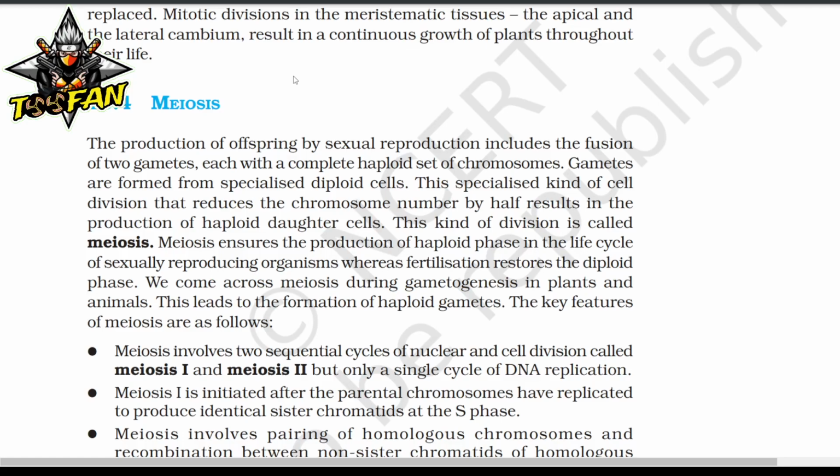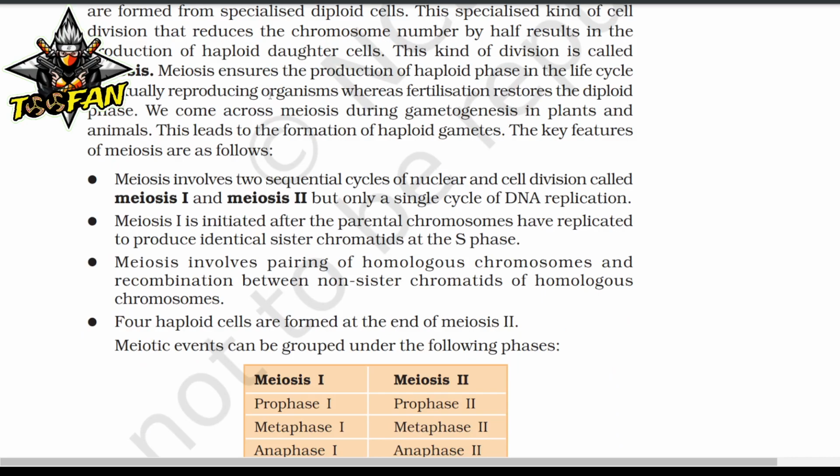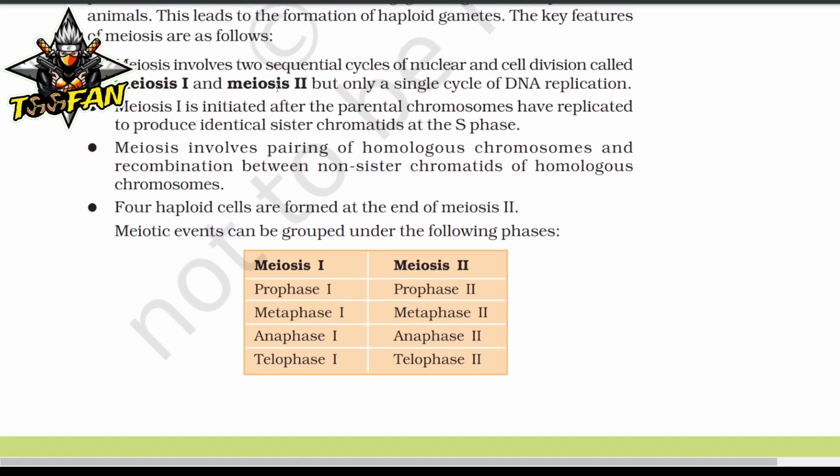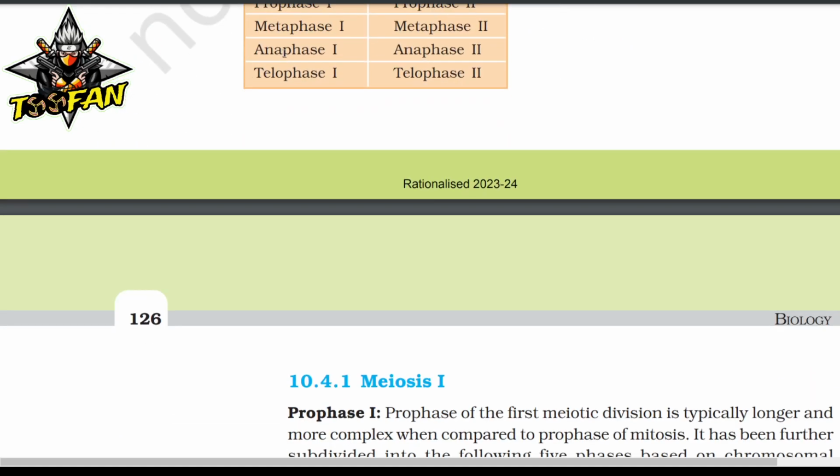This leads to the formation of haploid gametes. The key features of meiosis are as follows. First, meiosis involves two sequential cycles of nuclear cell division called meiosis 1 and meiosis 2, but only a single cycle of DNA replication. Meiosis 1 is initiated after the parental chromosomes have replicated to produce identical sister chromatids at the S phase. Meiosis involves pairing of homologous chromosomes and recombination between non-sister chromatids of homologous chromosomes. 4 haploid cells are formed at the end of meiosis 2. Meiotic events can be grouped under the following: prophase 1, metaphase 1, anaphase 1, and telophase 1, and in meiosis 2, prophase 2, metaphase 2, anaphase 2, and telophase 2.